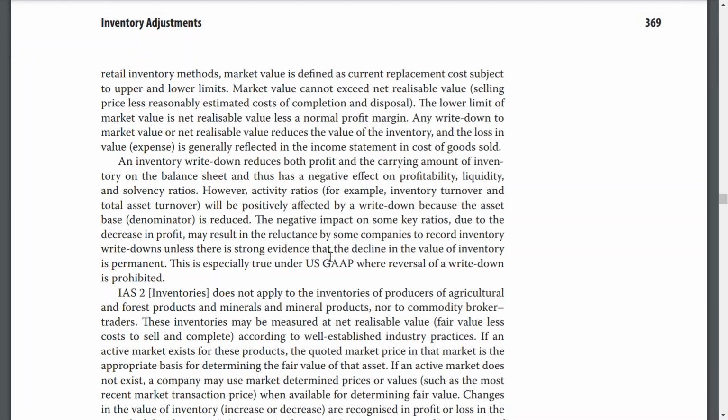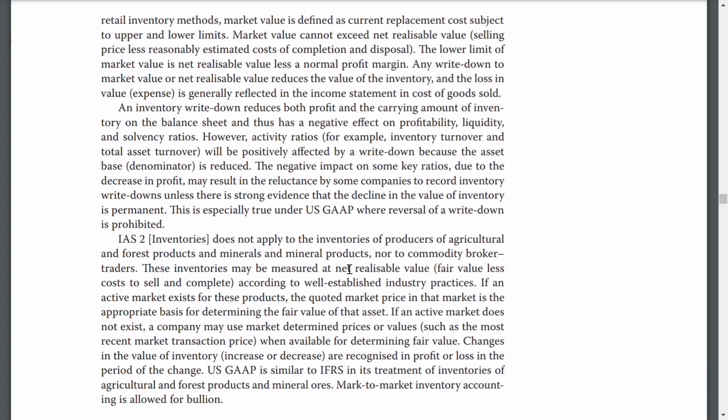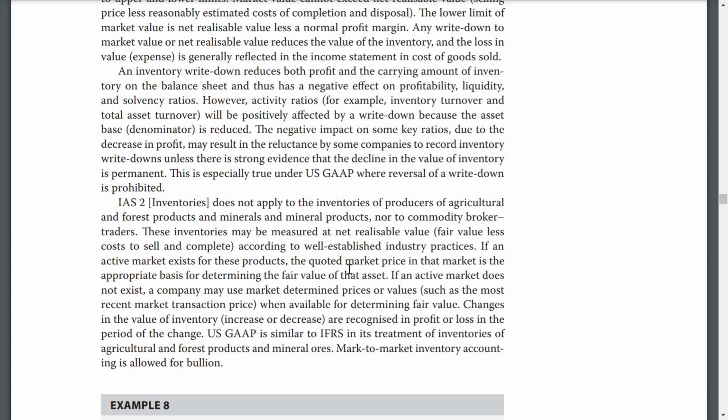However, activity ratios will be positively affected with a write-down because the assets, or the denominator, is reduced. The negative impact on the same key ratios due to the decrease in profit may result in reluctance by some companies to record inventory write-down unless there is strong evidence that the decline in the value of inventory is permanent. This is especially true under US GAAP, when the reversal of write-down is prohibited.